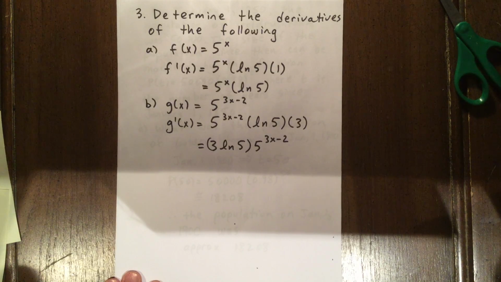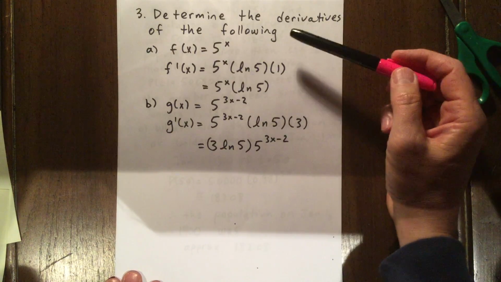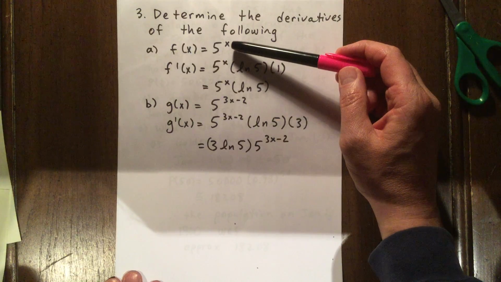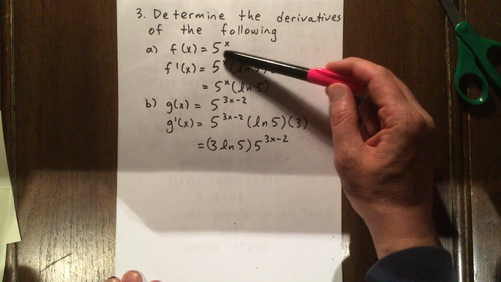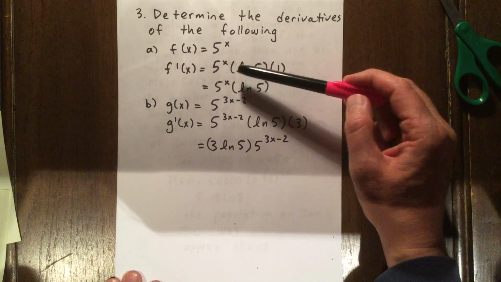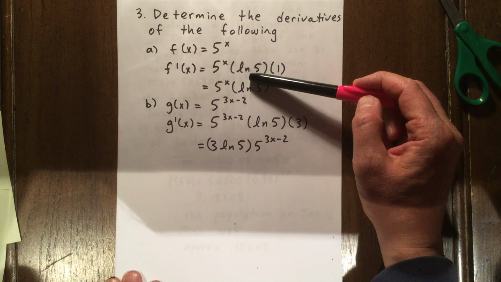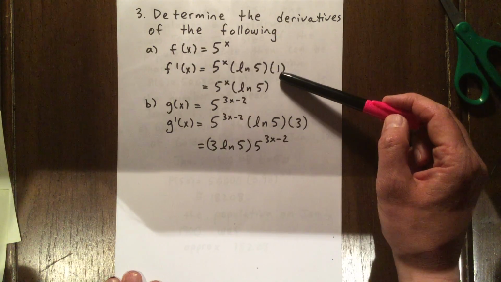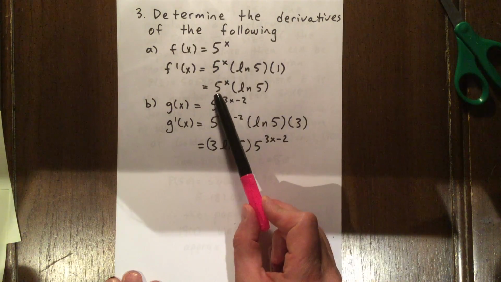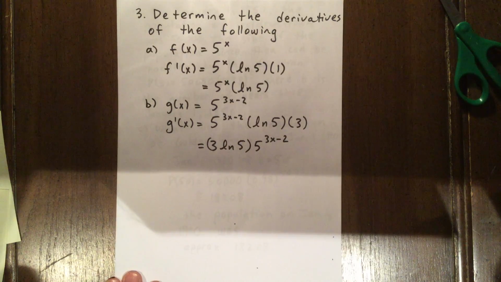Now let's do some where the base isn't e. Let's get the derivatives of the following. f of x equals 5 to the x. The derivative is: restate the function, then do the ln of the base and the derivative of the exponent. The derivative of x is just 1. So what we have is 5 to the x times the ln of 5.